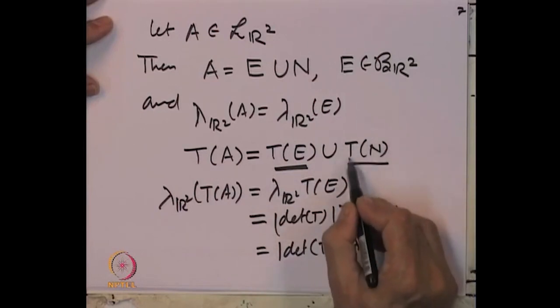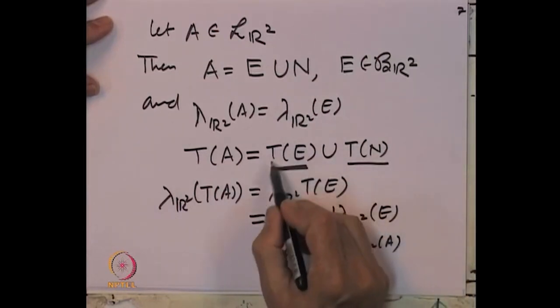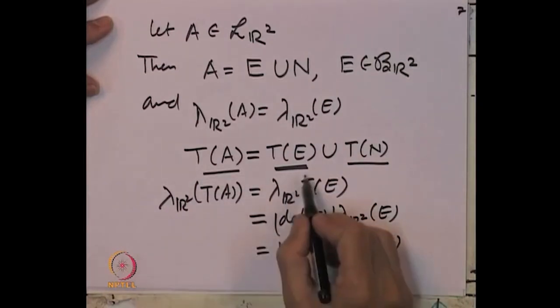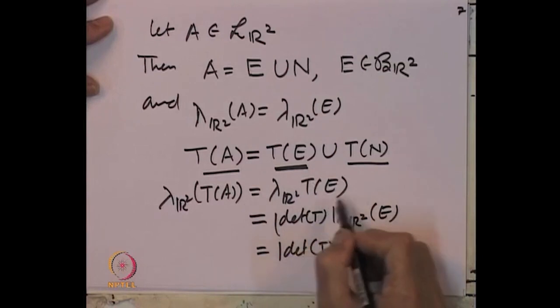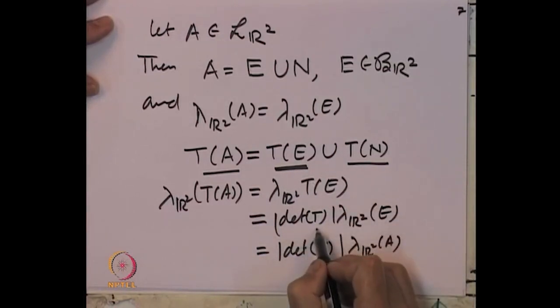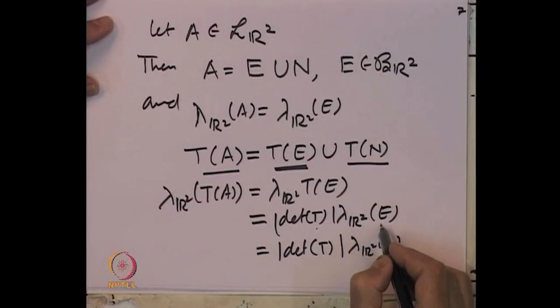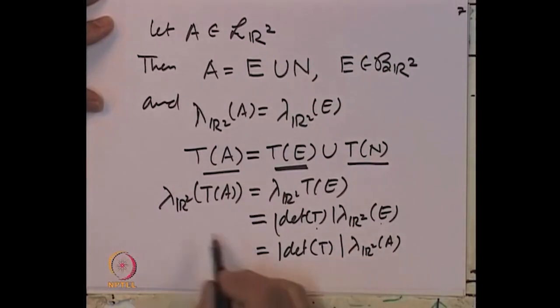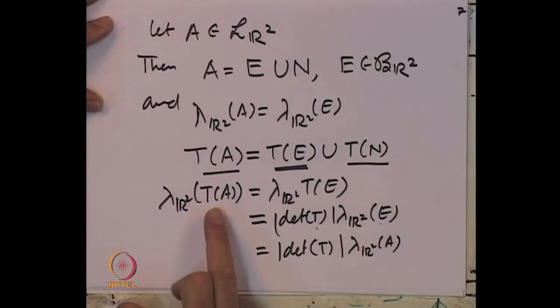And just now, we observed that T of N is a null set and T of E is a Borel set. So, the Lebesgue measure of T of A will be nothing but the Lebesgue measure of T of E, which by the earlier case is determinant of T times the Lebesgue measure of E, and the Lebesgue measure of E is the same as the Lebesgue measure of A. So, that proves that for a Lebesgue measurable set, the Lebesgue measure of the transformed set T of A is the same as determinant of T times the Lebesgue measure of the set A itself.